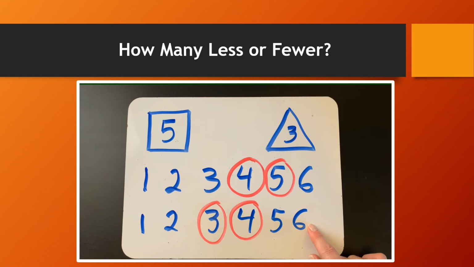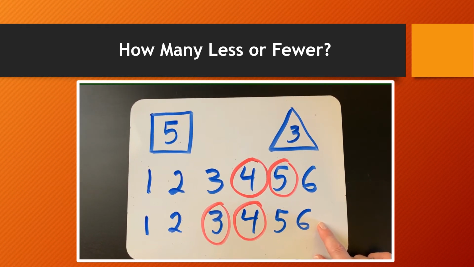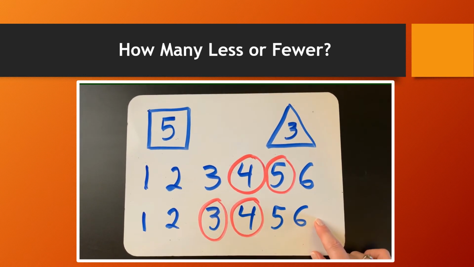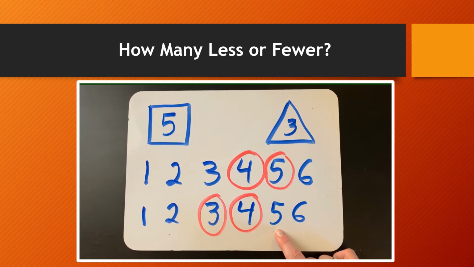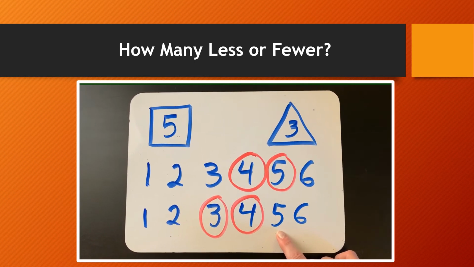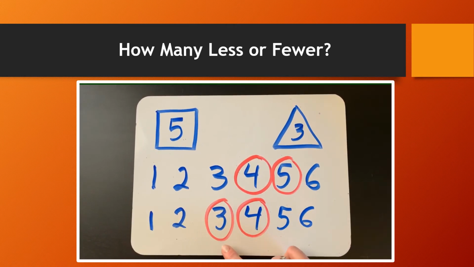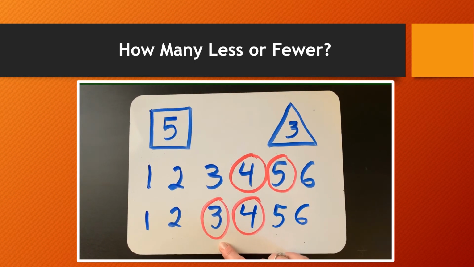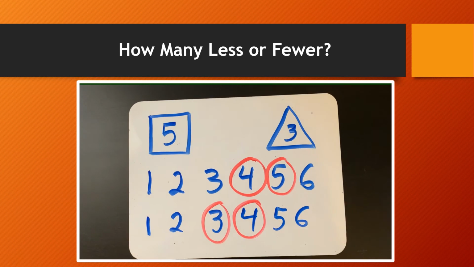Let's look at it in reverse. How many fewer does 3 have than 5? How many less does 3 have than 5? So we're going to go in reverse. We'll go backward. We'll start with the bigger number. Again, we never circle our starting place, and we're going to count backward. So 5, 4, 3. So we could say 3 is 2 less than 5, or 2 fewer than 5. Let's look at it a different way.